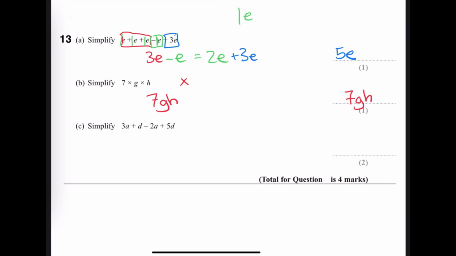C, simplify 3a plus d minus 2a plus 5d. Now, because there are two different letters, which means there are two different terms, you can only add and subtract within the same letter. So you can only do 3a minus 2a. The d's have nothing to do with it, and then we'll do d plus 5d. So 3a minus 2a is just a, because it's 1a. And then we do d plus 5d, so plus 6d, which is the answer. We treat them as separate ones and we just put them together at the end for the overall expression.